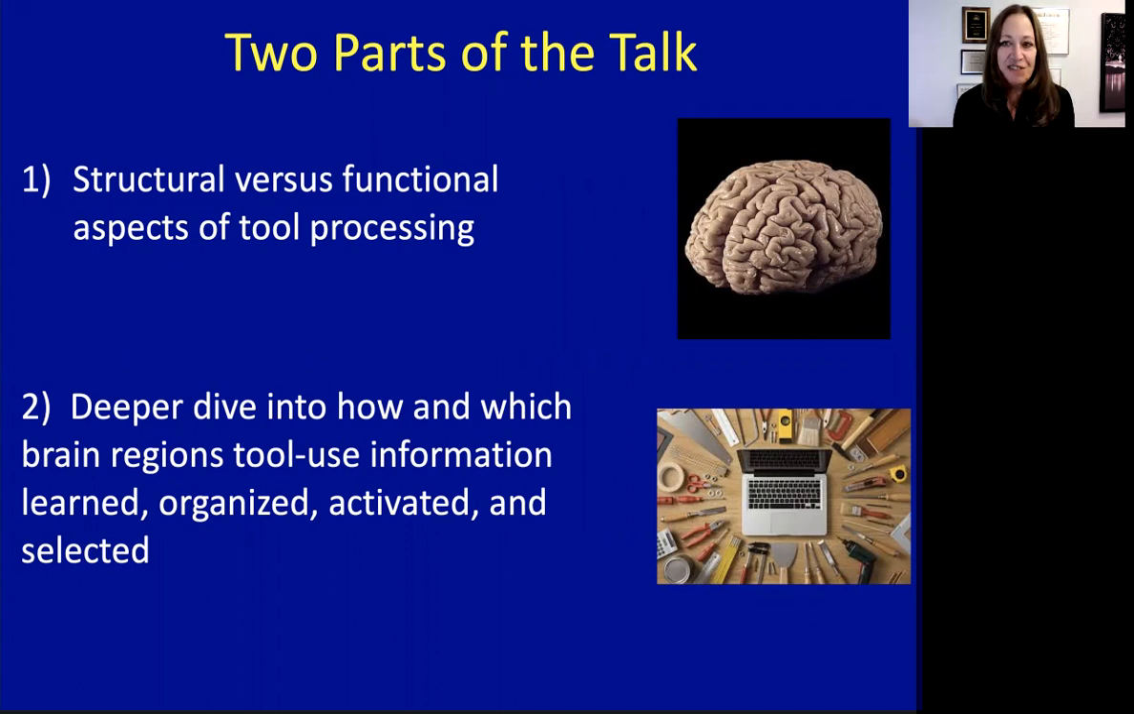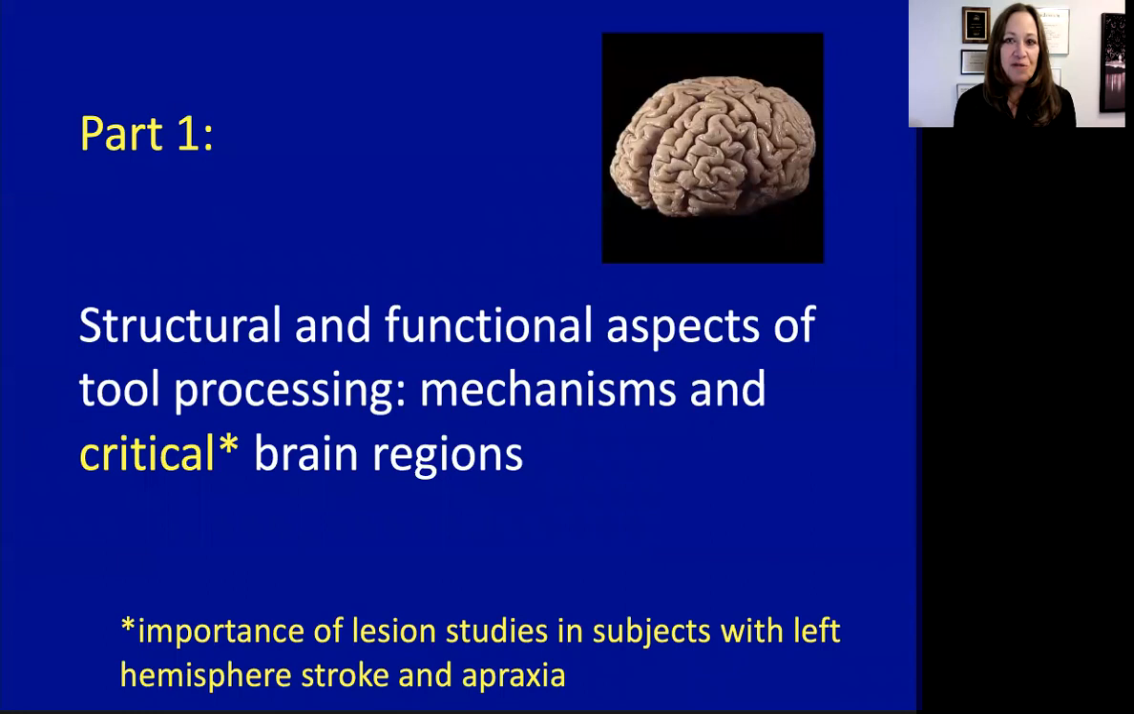Okay, so let's get to part one, the structural and functional aspects of tool processing and the mechanisms and critical brain regions. And critical brain regions, we can infer by studying patients who've had lesions who are no longer able to do certain things. And with that knowledge, we can understand what those parts of the brain are important for. And that is a lesson that I'm sure I don't need to teach this particular audience.